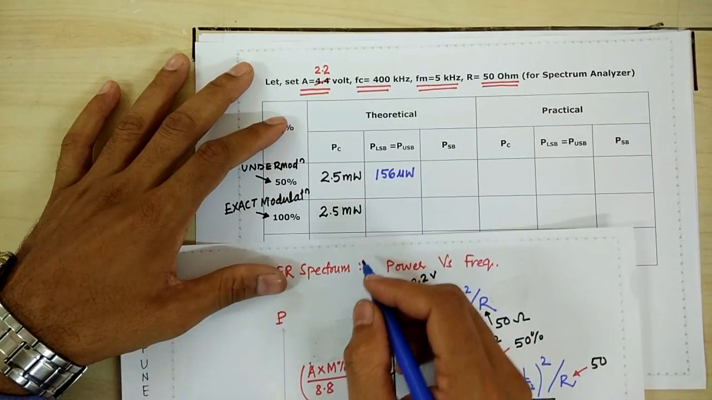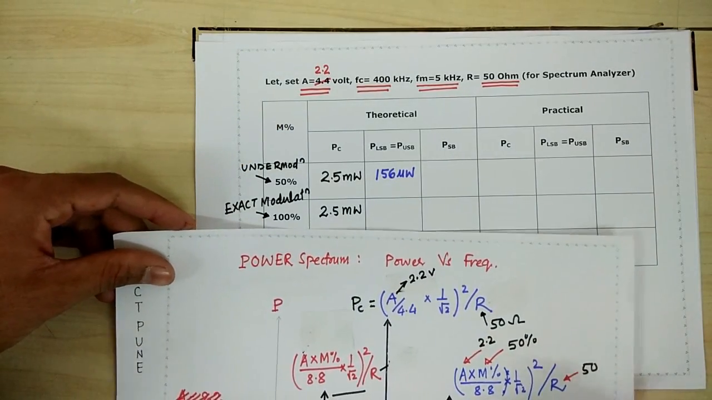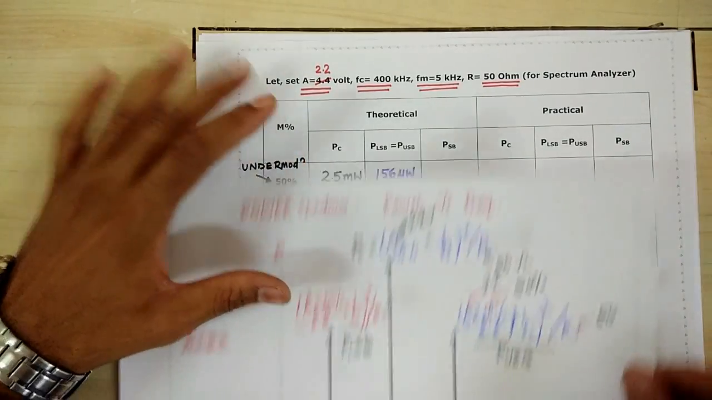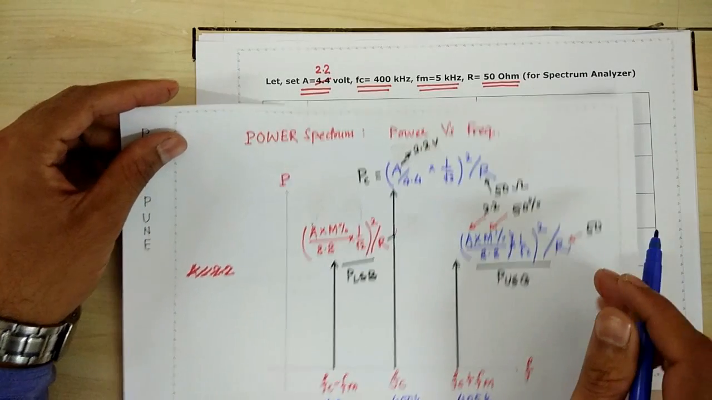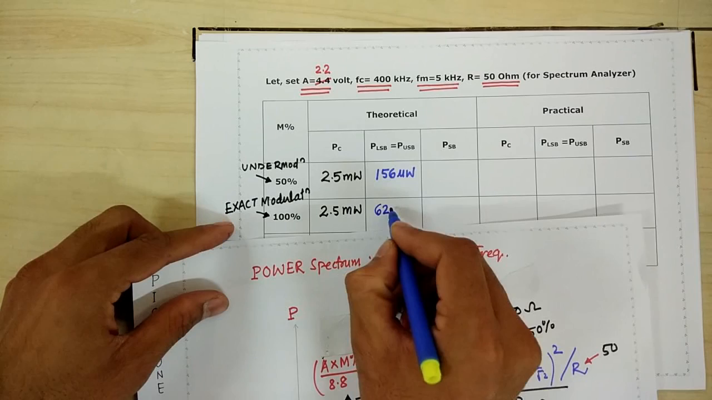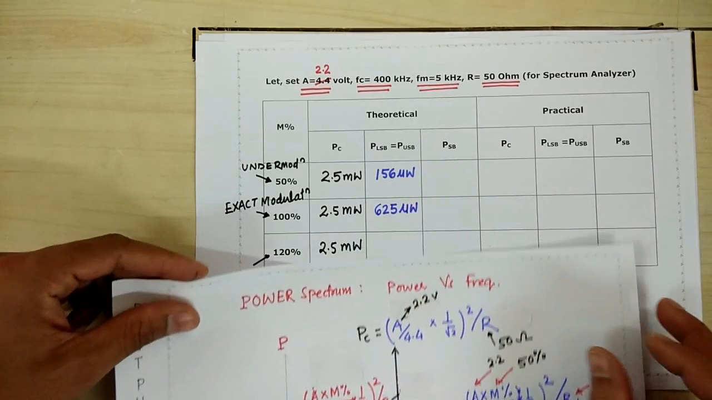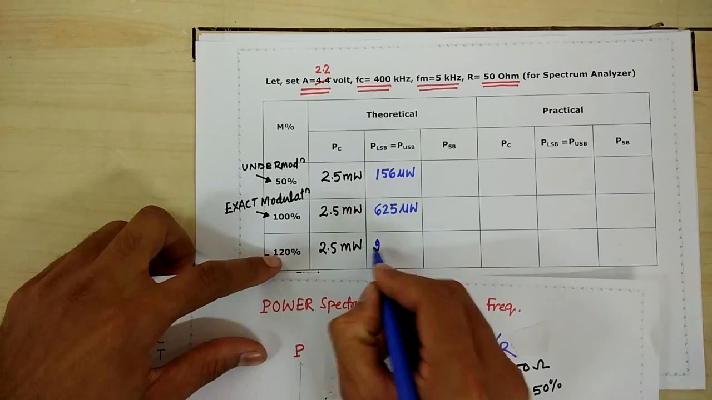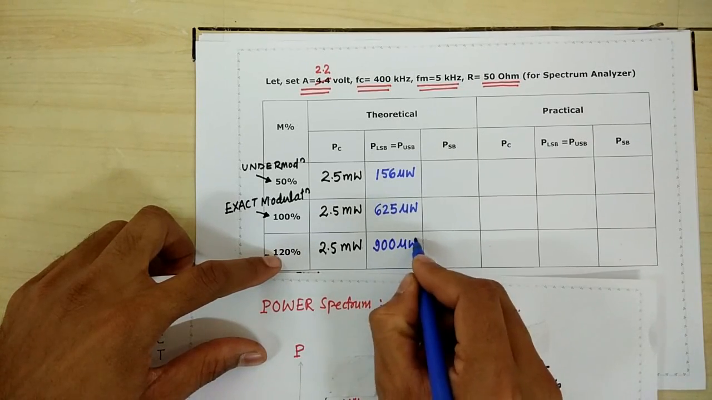microwatt. If you take the second case, which is the 100% modulation case, again we have to put these values in this formula, make it 100%. All other values are the same. In this case we are going to see this is 625 microwatt, and in the third case, which is 120%, this is going to be 900 microwatt.